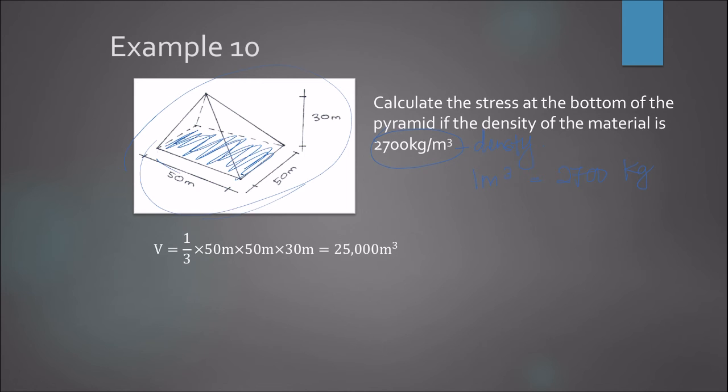So the formula to calculate the volume of a pyramid is 1/3 times B times D times H. So B is 50 meter, D is 50 meter, this is B, and H is 30 meter. Therefore, you get its volume as 25,000 cube.